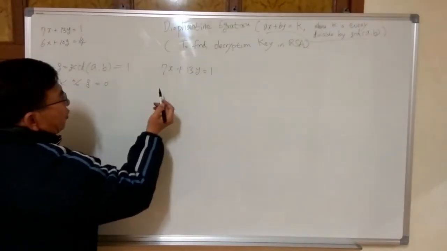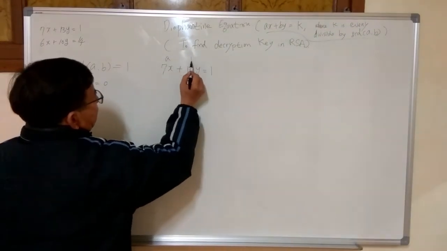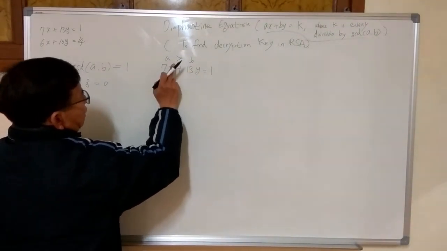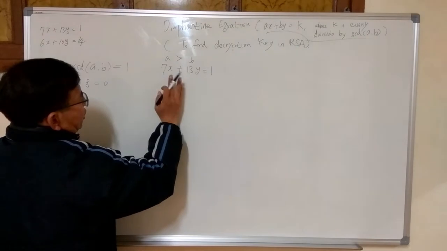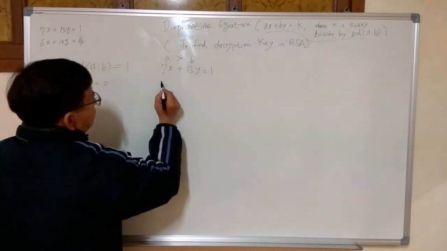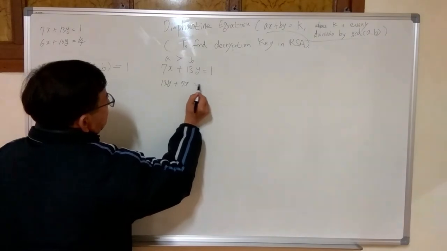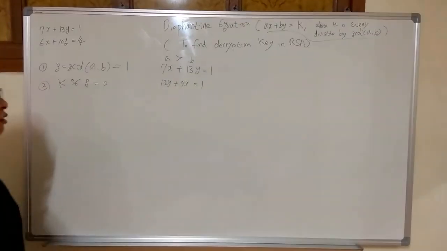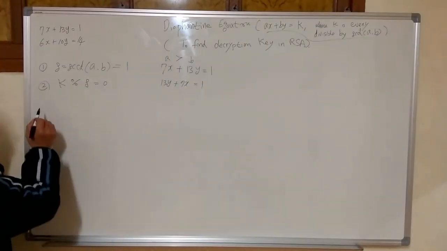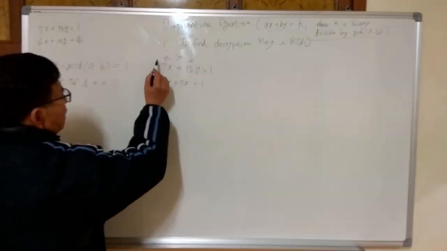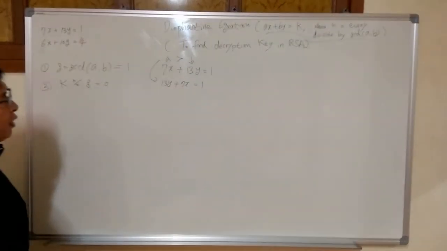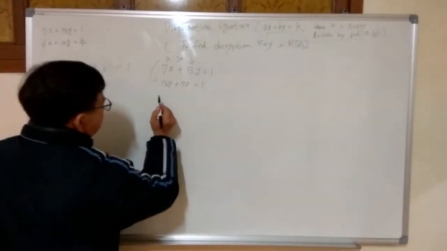First, A should always be greater than B. In this case, we have to swap them. So it should be 13y plus 7x equals 1. We have to start this way. About the second condition, I will talk later again. Now we are solving it.